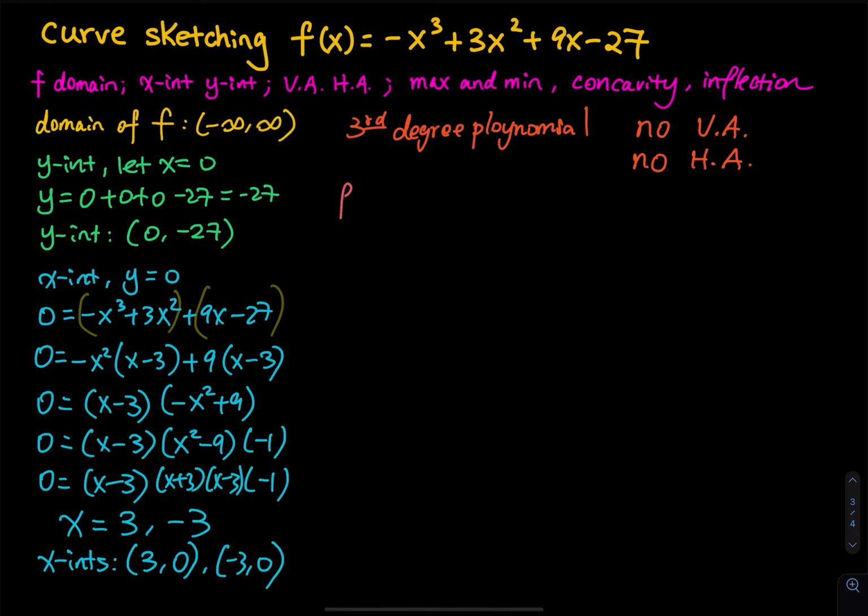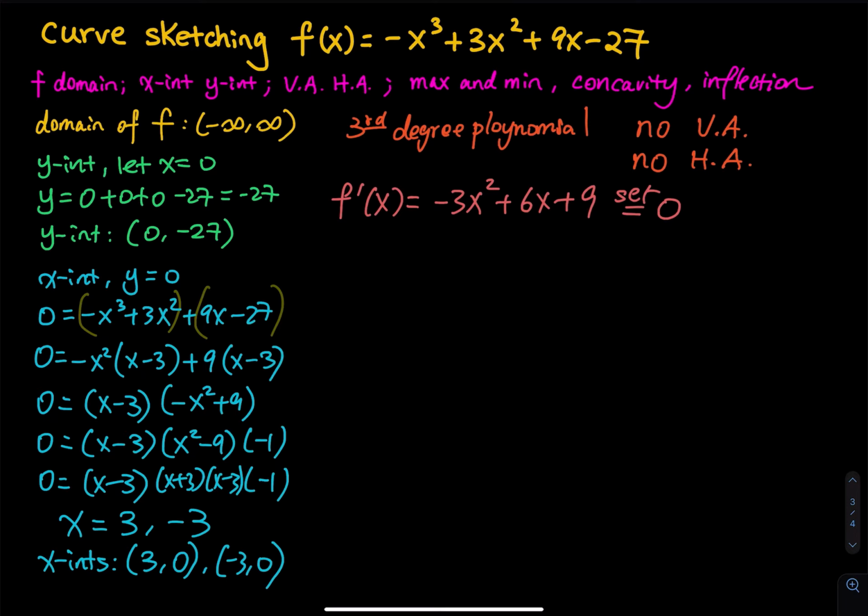So we have f prime of x equals negative 3x squared plus 6x plus 9. You have to set that equal to 0. Do not use the second derivative test. This one you have to go through the sign chart. Use the first derivative test. So you set that equal to 0.